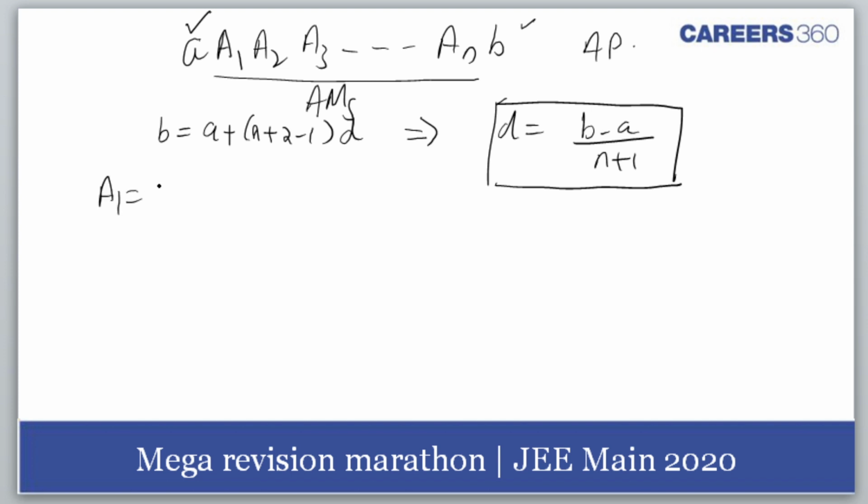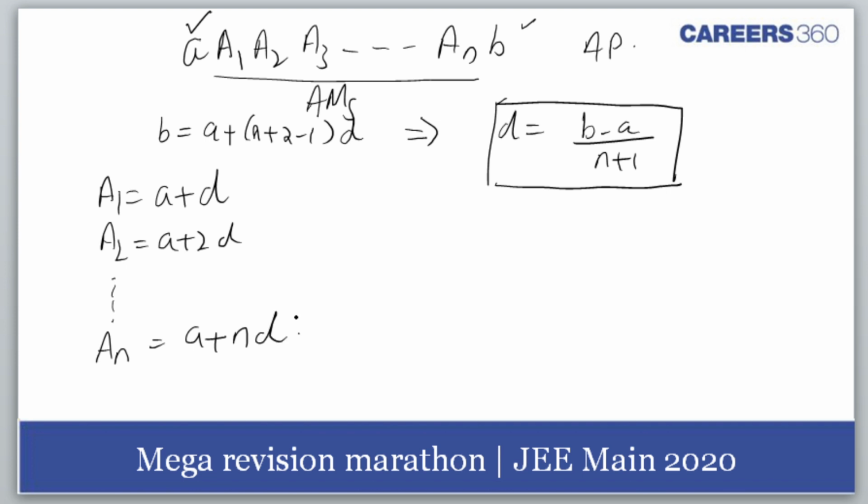Then A1 would be what? A plus D, that is the second term of the sequence. A2 would be A plus 2D. And similarly, An, the nth arithmetic mean, would be A plus nD. Am I right? That's how we find the arithmetic means between two given numbers. Okay?